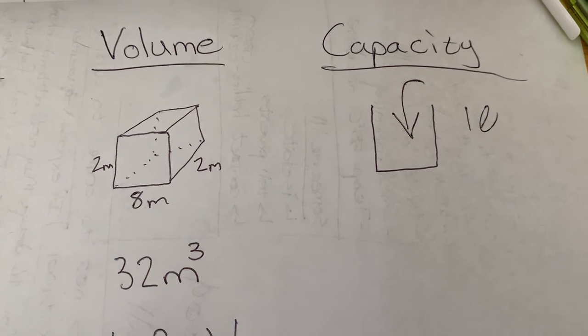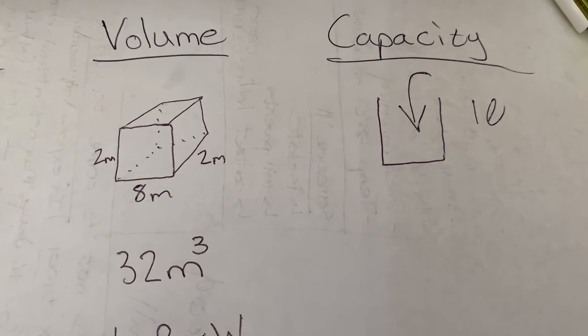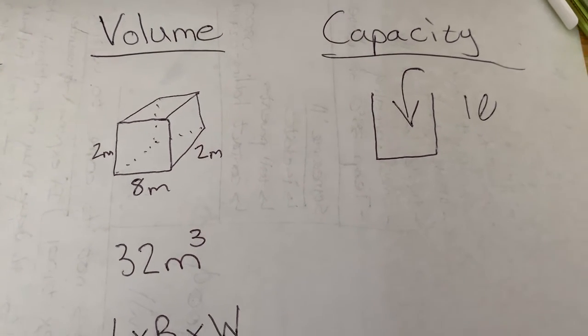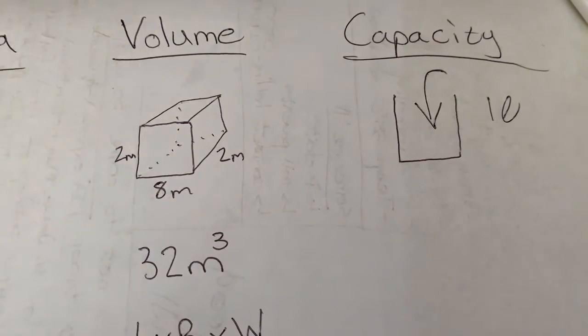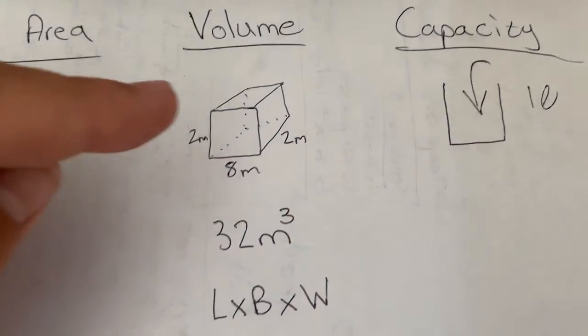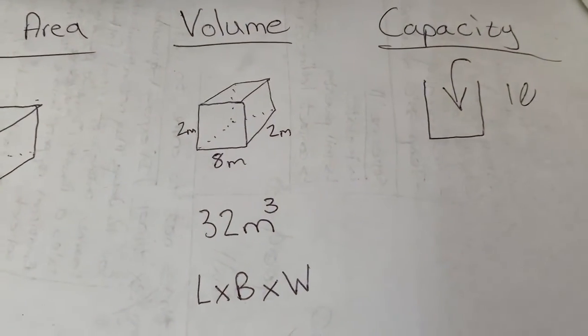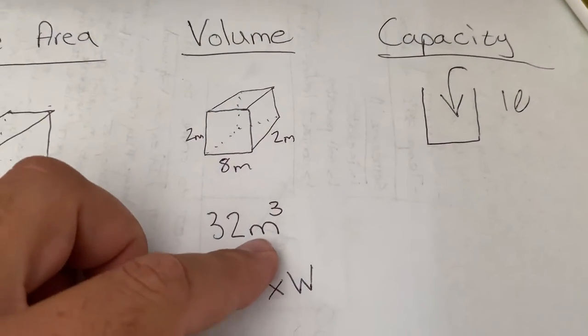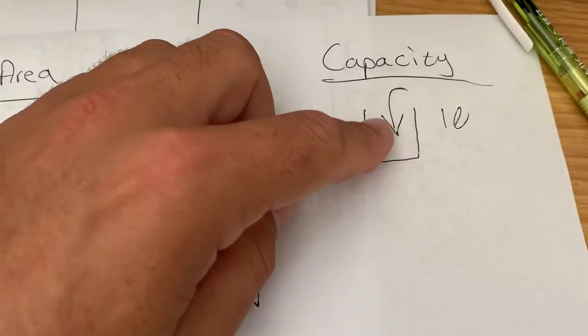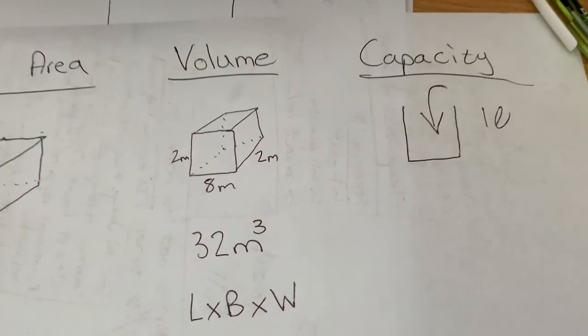So when you're in the kitchen and you're using a 1 liter jug, that 1 liter tells you its capacity to hold something. It has the ability, or capacity, to hold 1 liter of a liquid. Now with volume, we're looking at how much space that thing takes. So volume will be the unit cubed, and capacity will be in liters, milliliters, or kiloliters.